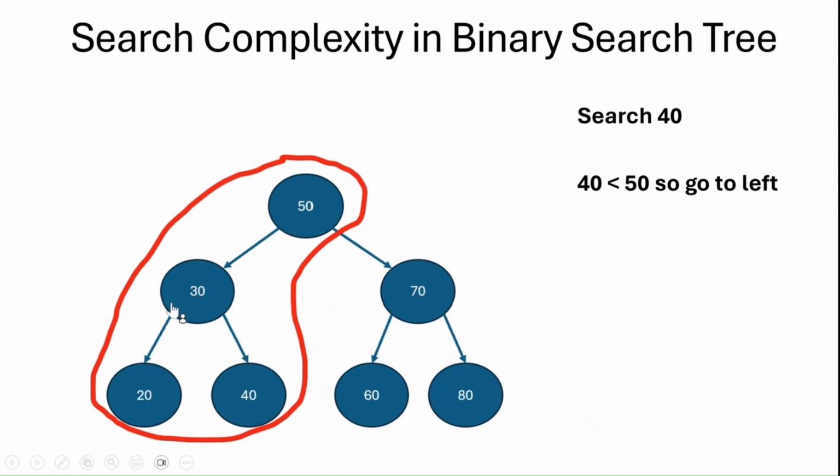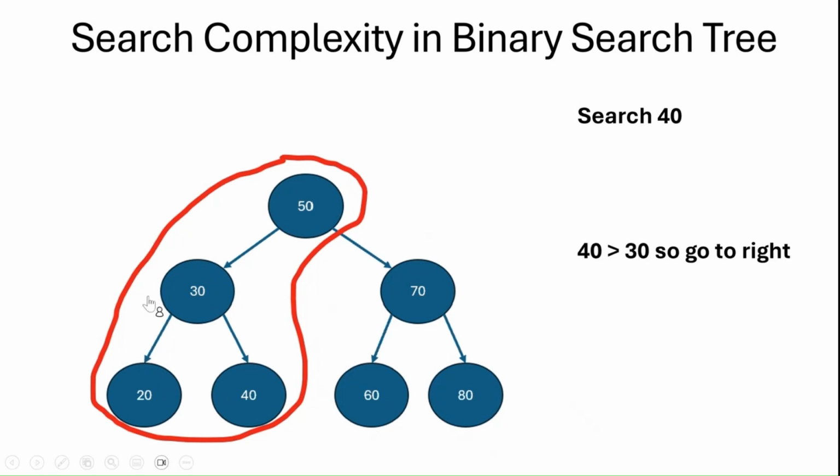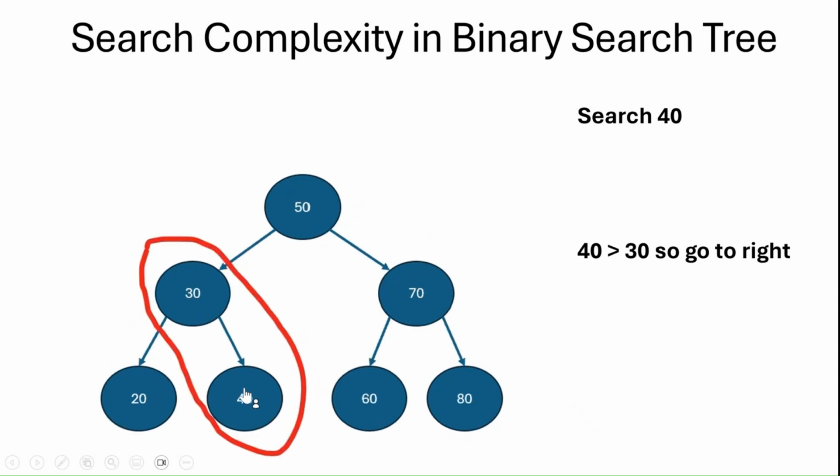We just need to check for a left subtree. So we reduce the search space here. Next step, 40 is greater than 30. So we need to check only in a right subtree. So the search space is reduced to only this.